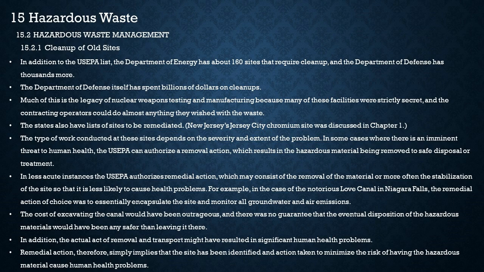The type of work conducted at these sites depends on the severity and extent of the problem. In some cases, where there is an imminent threat to human health, the USEPA can authorize a removal action, which results in the hazardous material being removed to safe disposal or treatment. In less acute instances, the USEPA authorizes remedial action, which may consist of the removal of the material or more often the stabilization of the site so that it is less likely to cause health problems.